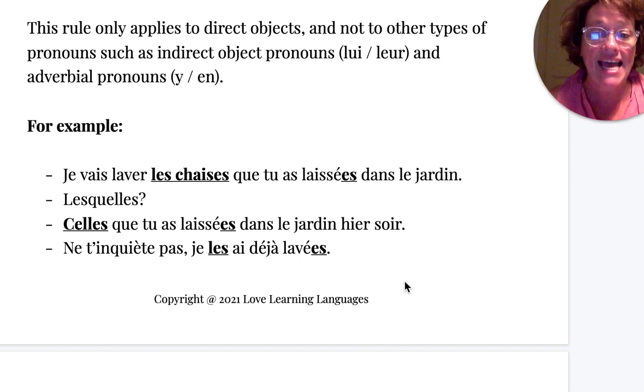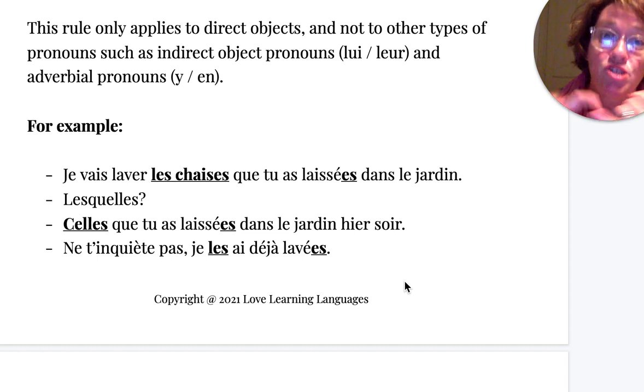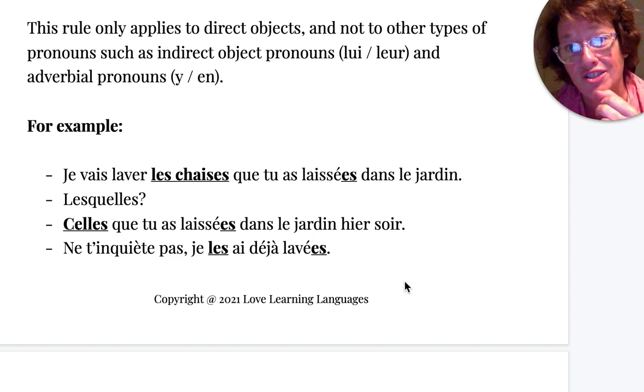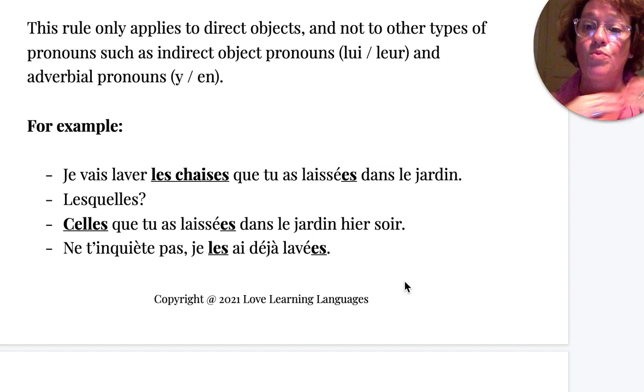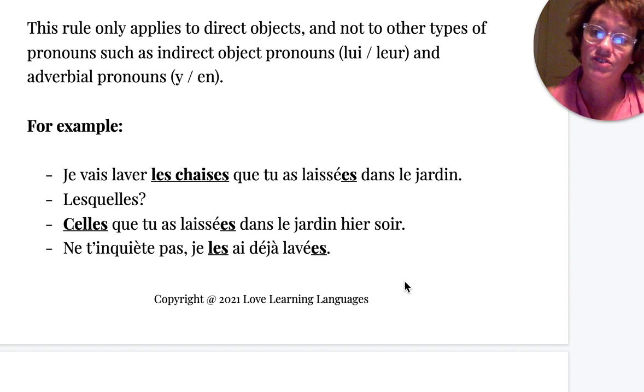Which ones? Celles que tu as laissées dans le jardin hier soir. Celles, again, feminine, plural, the ones, this is a demonstrative pronoun. So celles, it's a demonstrative pronoun, which is actually acting as a direct object because we're referring to what? Les chaises, the ones that you left. So we have to add an ES to laisser. You notice that que is there because we have a preceding direct object, right?